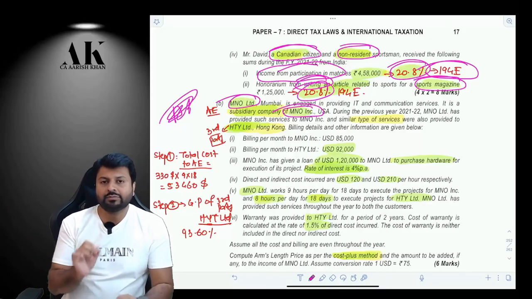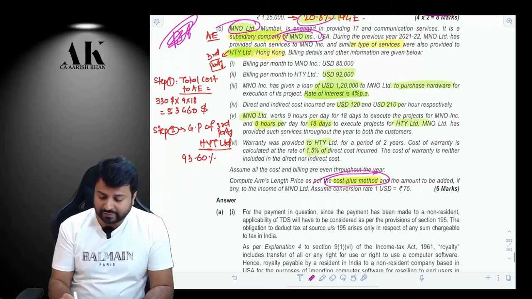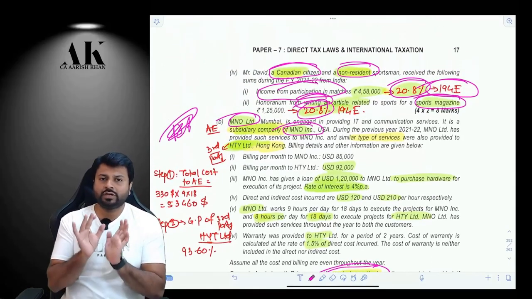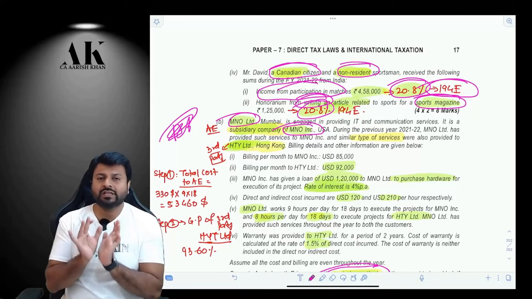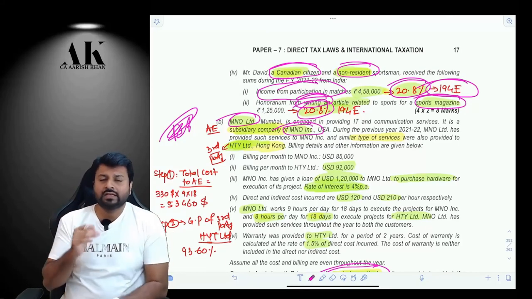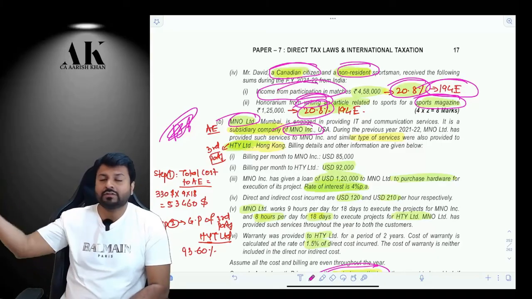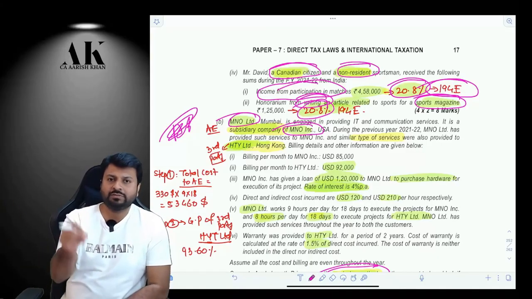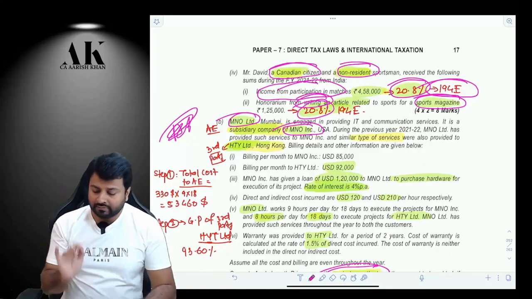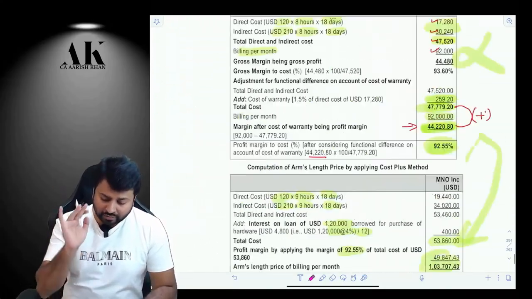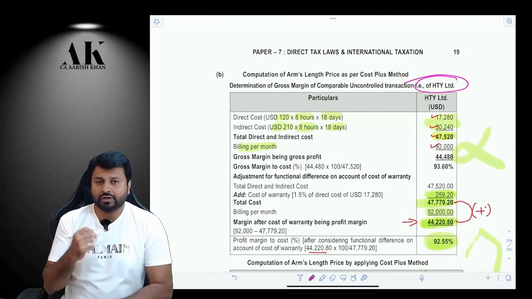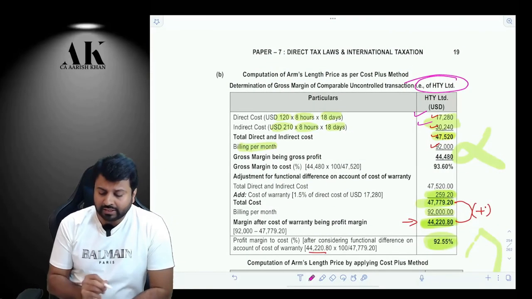Now, we are supposed to follow the cost plus method, and we are supposed to find out the arm's length price. Now, what happens in the cost plus method? First of all, you need to find out the cost of the service which you are providing, direct and indirect costs, all the costs which you are providing to your associate enterprise. Then you are supposed to find out the GP margin of a third party. But unfortunately, in this question, the GP margin of the third party is not given. So what are we going to do? We are going to solve the question step by step. First of all, we are going to find out the GP margin of the unrelated party. For that we need the cost of the unrelated party, which is given.